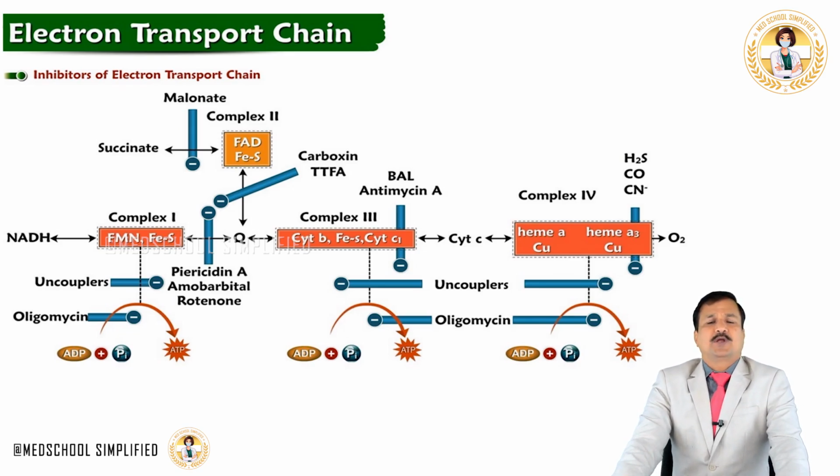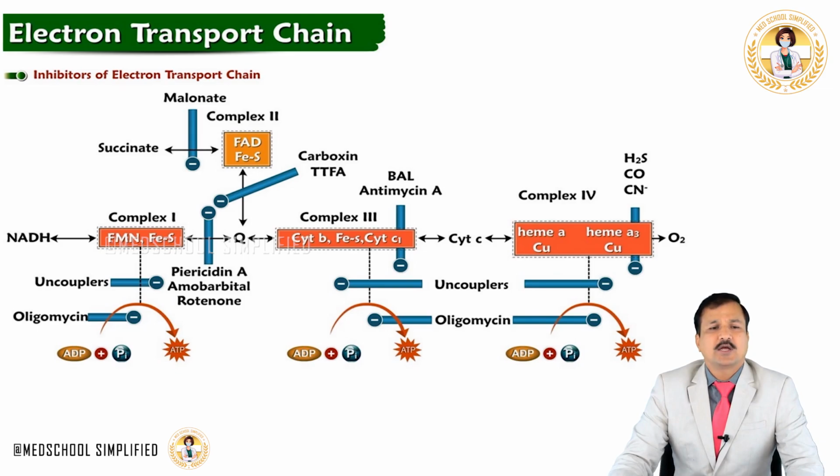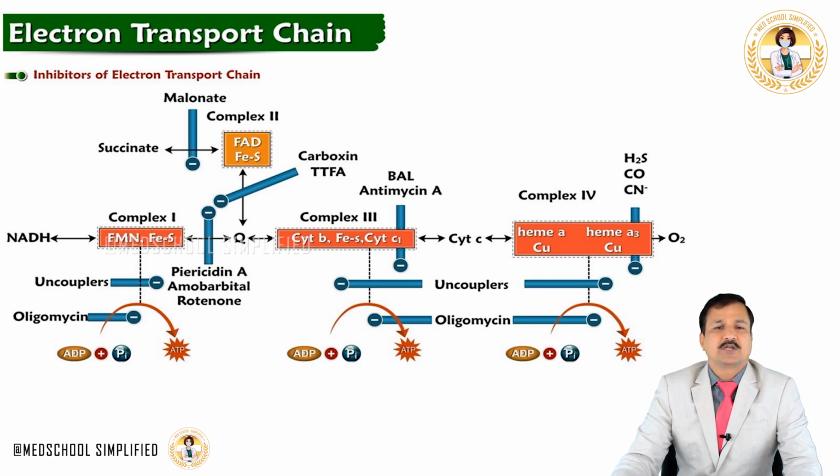Now uncouplers, what do they do? Uncouplers uncouple electron transport from the phosphorylation process, thereby decreasing ATP generation while allowing the electron transport chain to continue. There is a molecule called oligomycin. Oligomycin binds with ATP synthase, especially the F0 subunit, and thereby acts as an uncoupler of the electron transport chain.